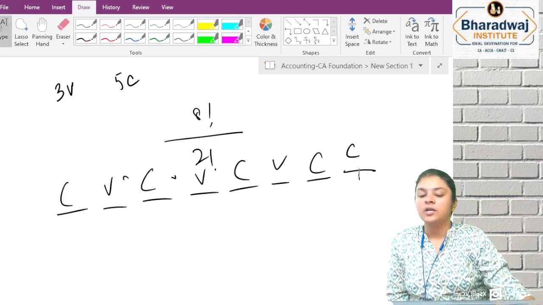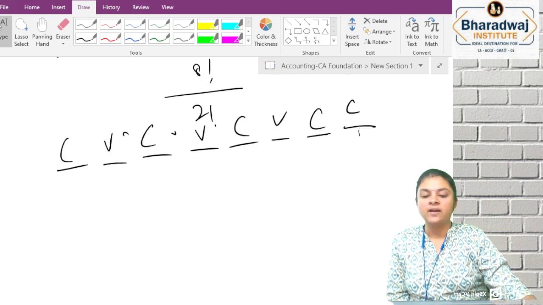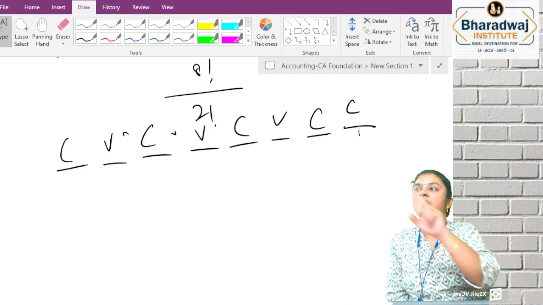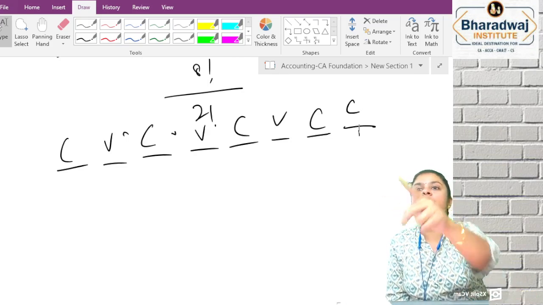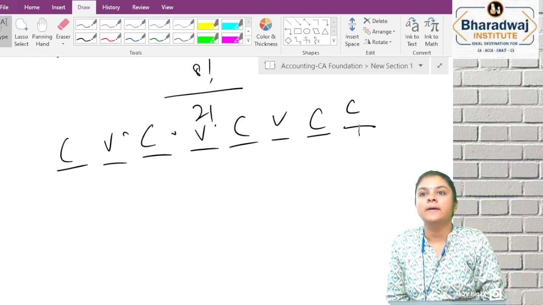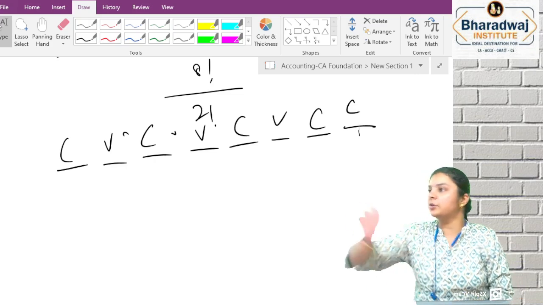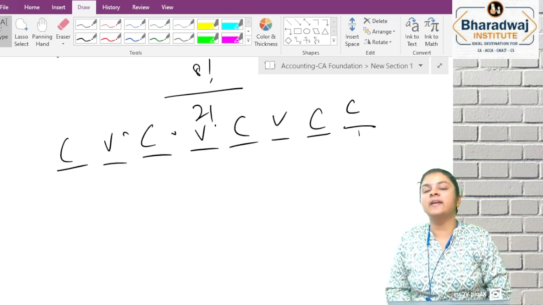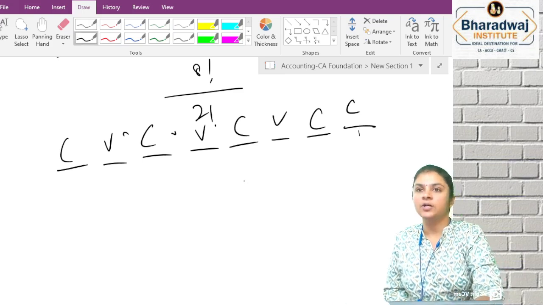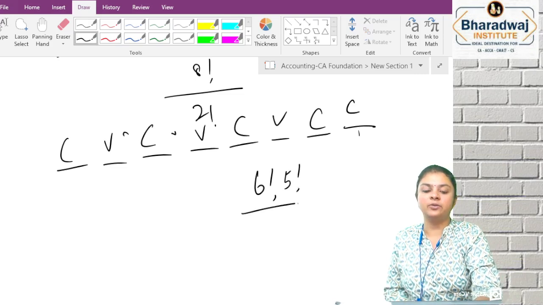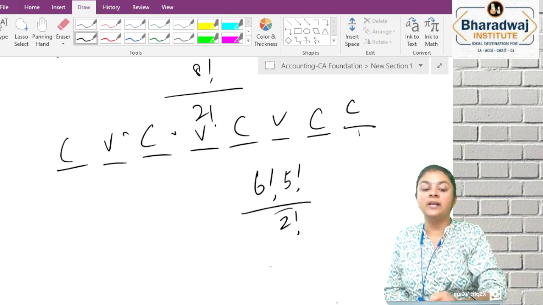3 places separately or 3 places together? Not together. So what we can do here is follow the rule where vowels should not appear together. No 2 vowels are together. That rule you can follow. Now what is the rule? N minus 2 factorial. So 8 minus 2, 6 factorial into 5 factorial divided by 2 factorial.